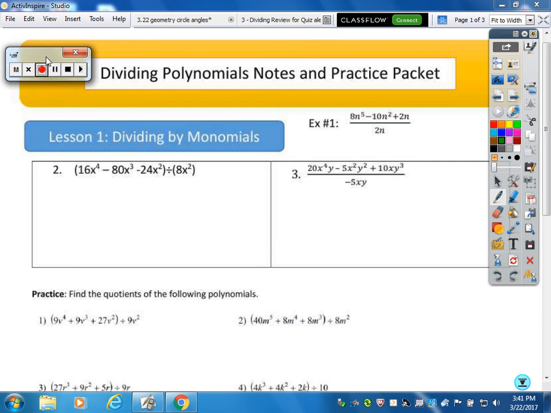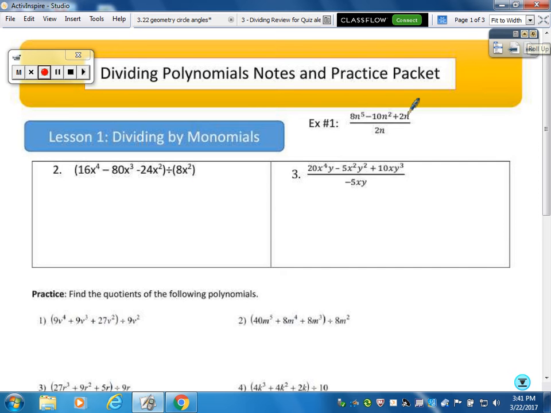Alright, today we are talking about dividing polynomials. Specifically, we are going to divide by a monomial. That means we have one term that we are dividing by. There's a couple ways we can show it. We can show it with this big old fraction bar, or we can show it with the division sign and parentheses all around. So here's what you do.